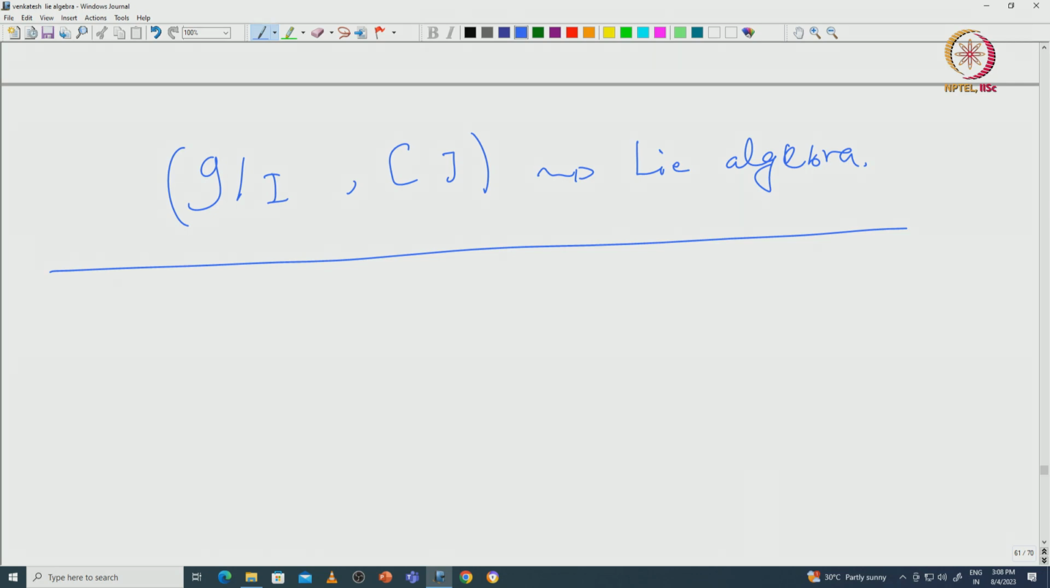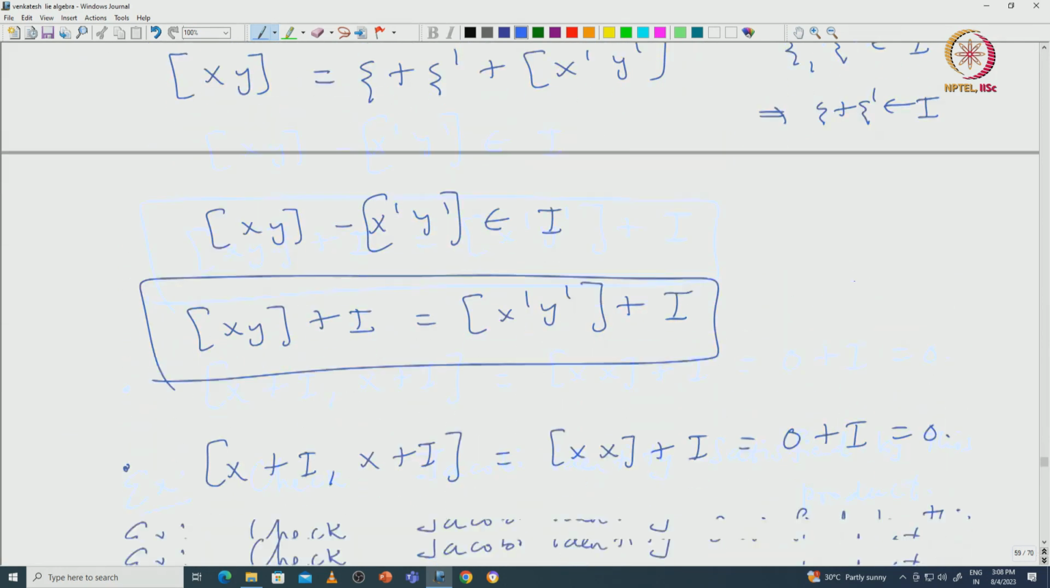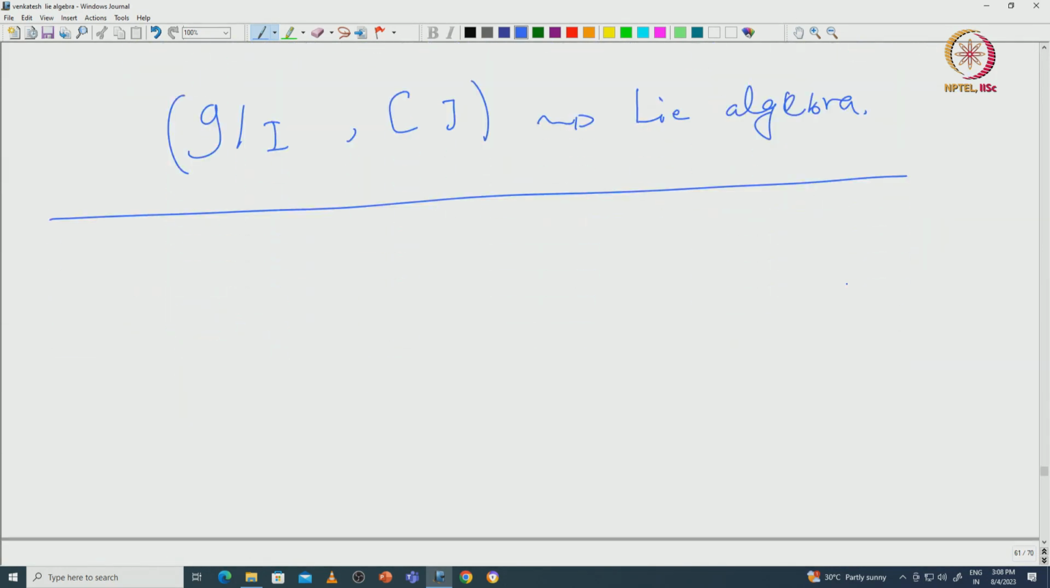The kernel of that homomorphism will be an ideal. So that actually tells us somewhat how to handle the quotient. We can get information about this quotient algebra using what are called isomorphism theorems. I will prove those isomorphism theorems in the next lecture. But before that, let us see some basic properties of these quotient algebras.